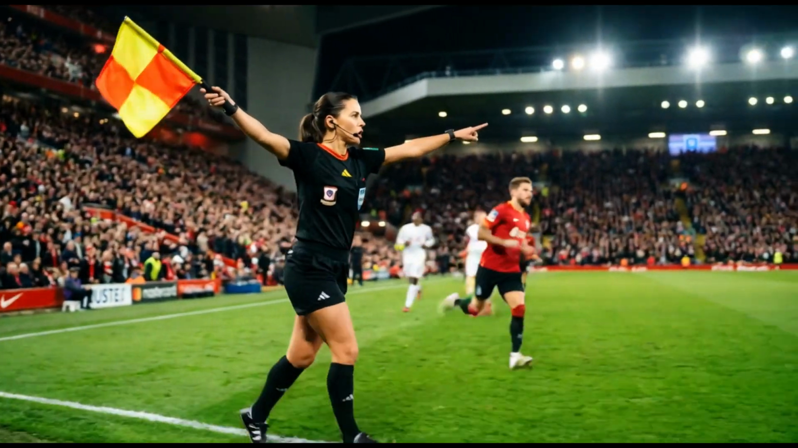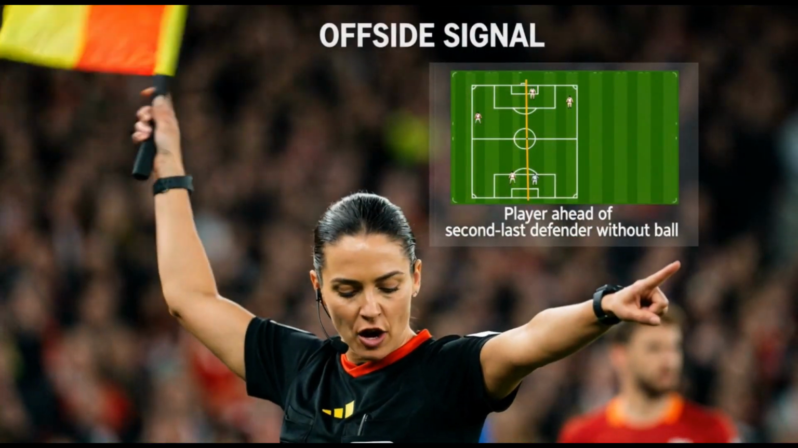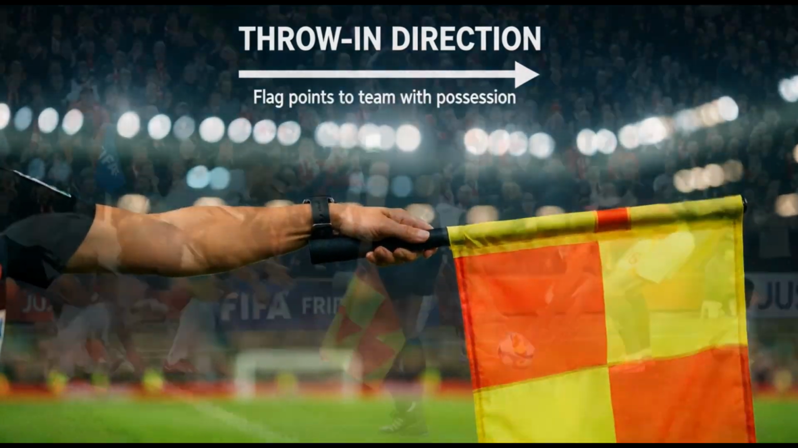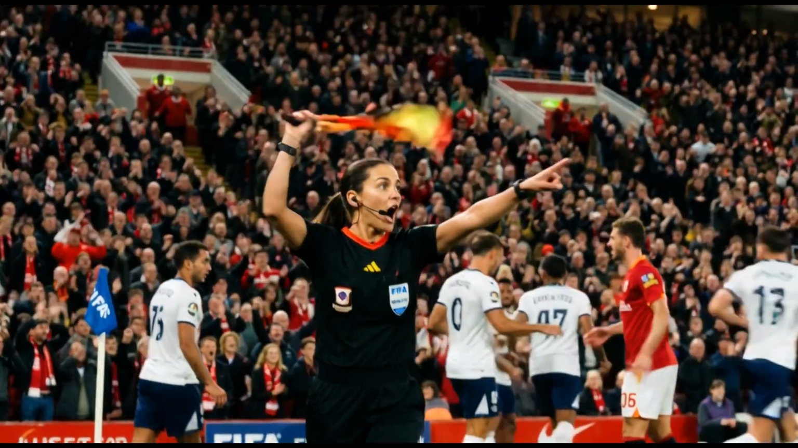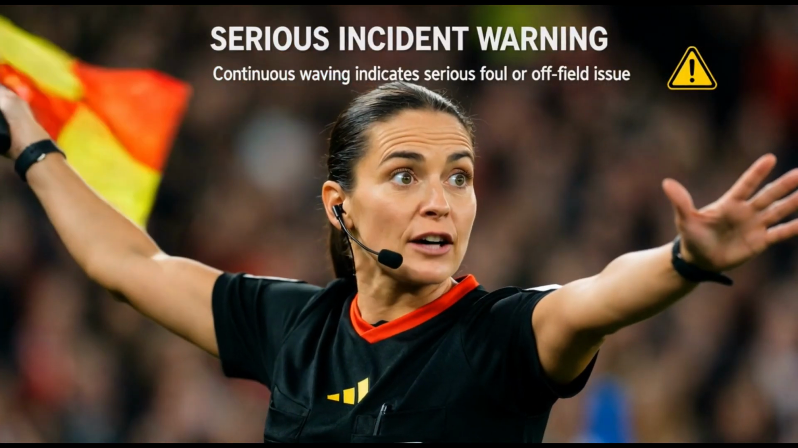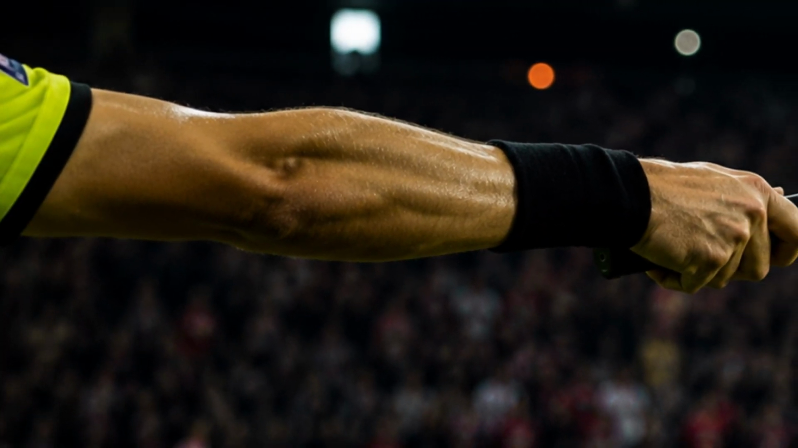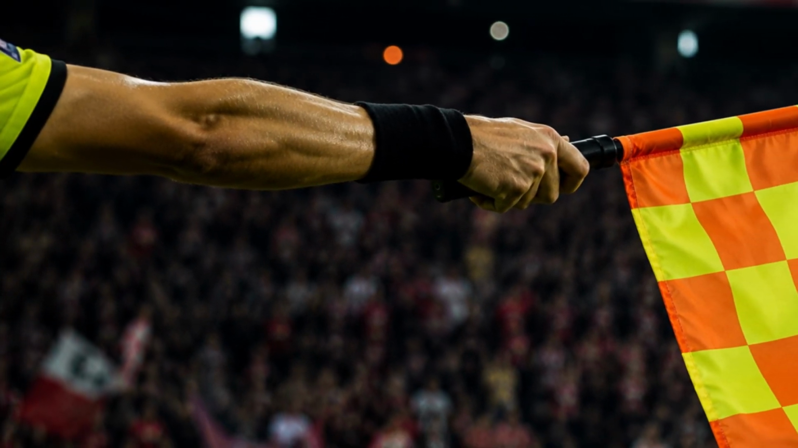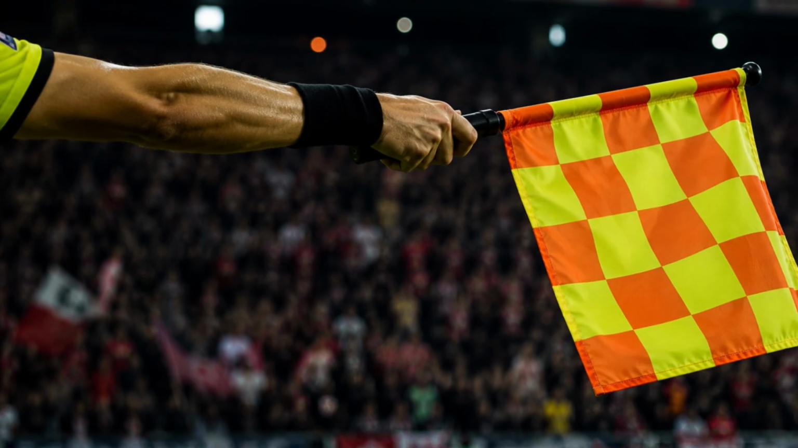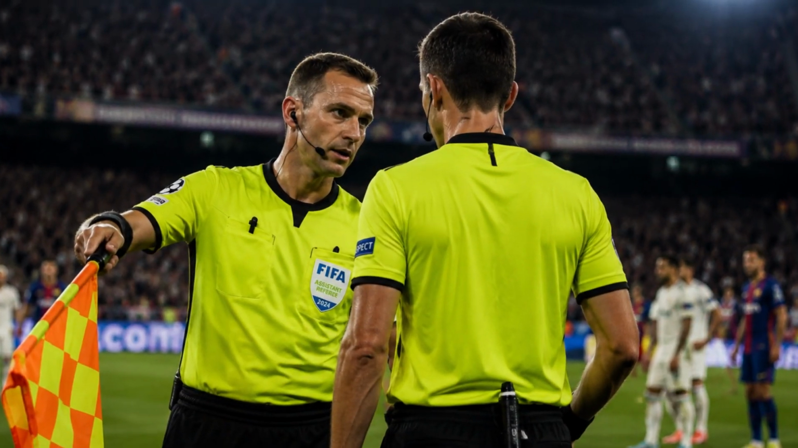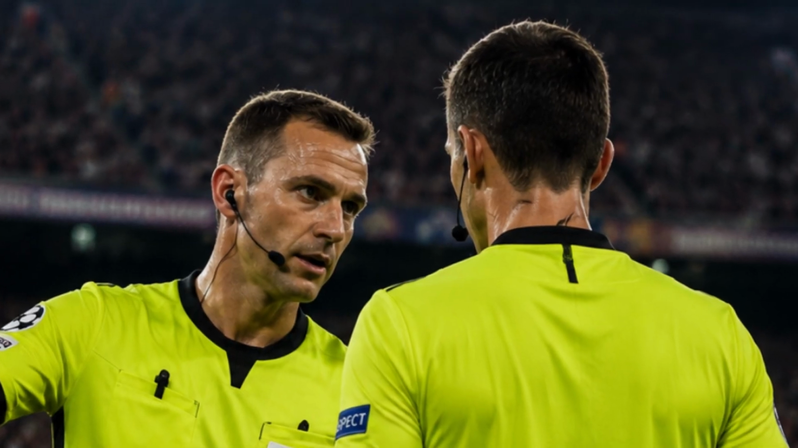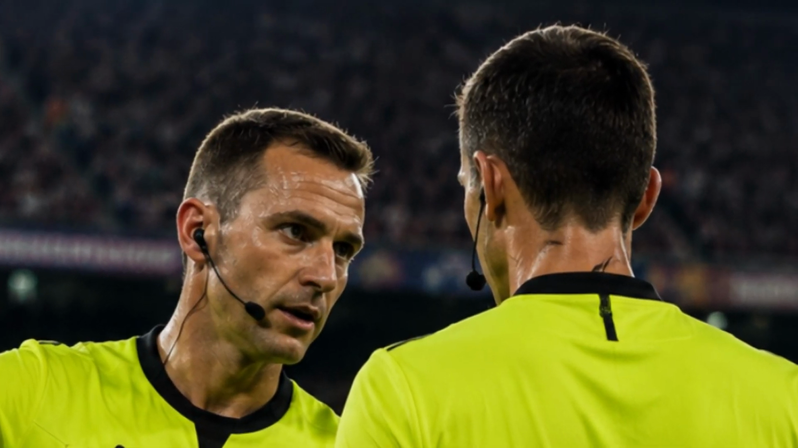Assistant referee flag signals complete the picture. The assistant referees, positioned along the touchlines, use their flags to communicate with the referee throughout the match. A flag raised straight up signals offside. A flag held out horizontally indicates a throw-in or free kick, with the direction showing which team gets possession. A flag waved vigorously from side to side alerts the referee to a serious incident that may have been missed. These signals are a constant and essential part of how officials manage a match together as a team. And without them, even the most experienced referee would struggle to control a game at the highest level.